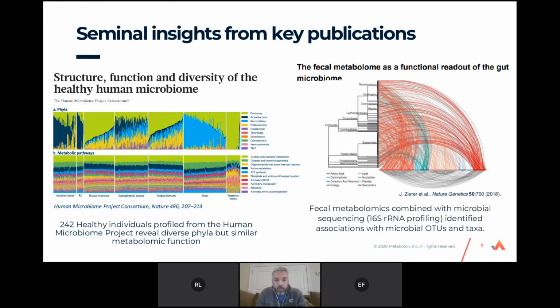And the last one on the right here, this was published in Nature Genetics a few years ago, was regarding the fecal metabolome as a functional readout of the gut microbiome.